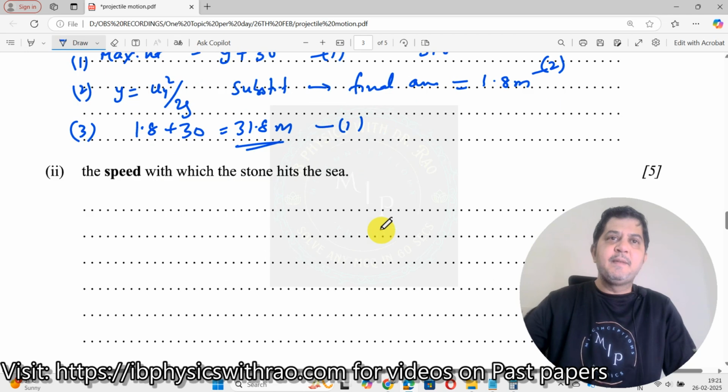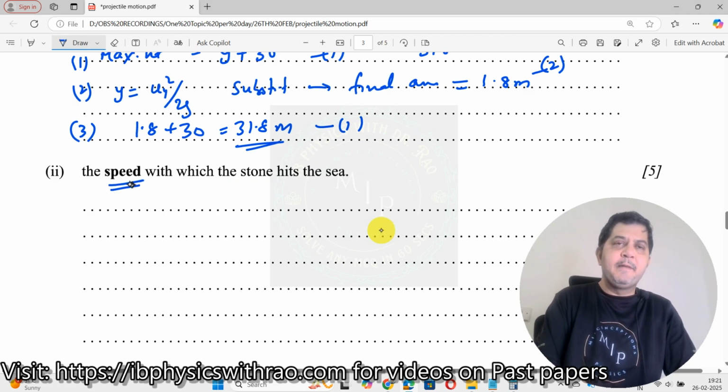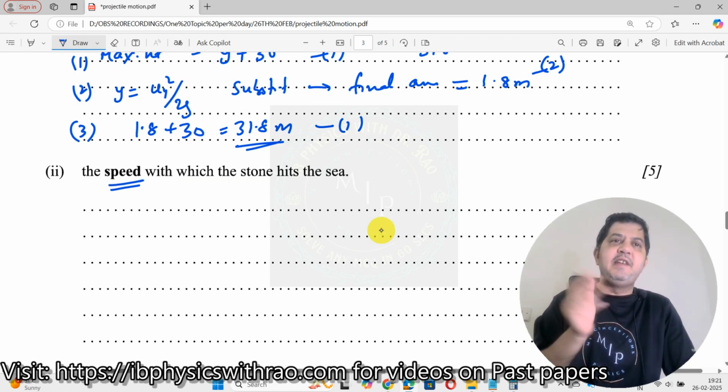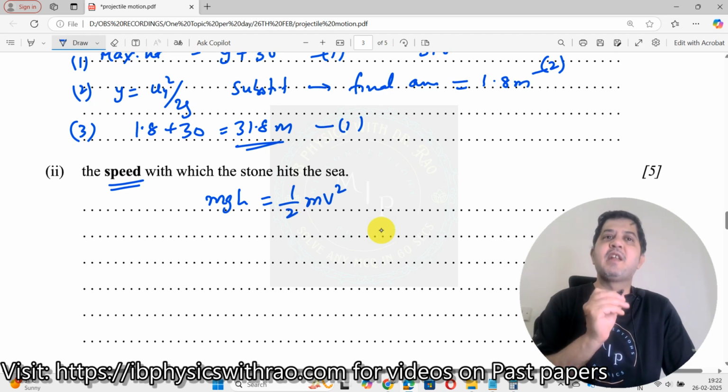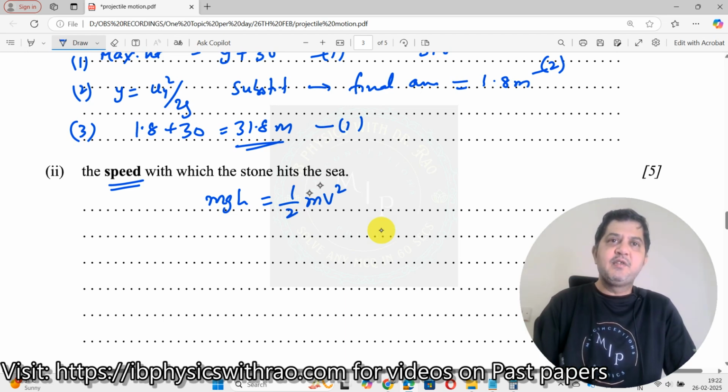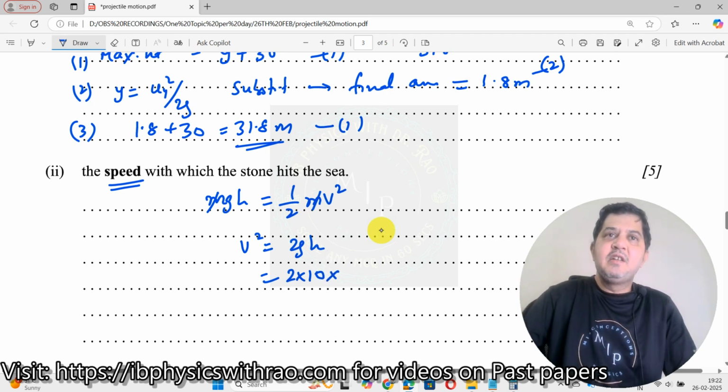Therefore, use that method. Because he is asking about speed, this question becomes very easy for you. So, mgh should be equal to half mv square, assuming there is no air resistance. So m goes away. You have v square is equal to 2gh, 2 multiplied by 10 multiplied by height. What's the height? Total height is 31.8 meters.